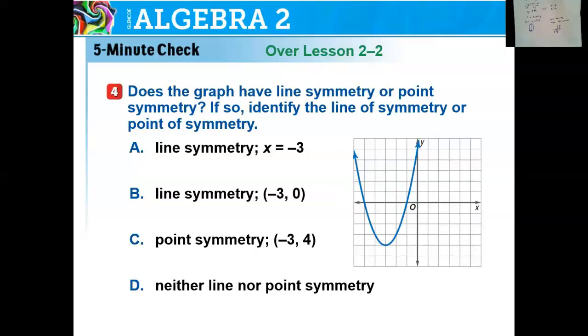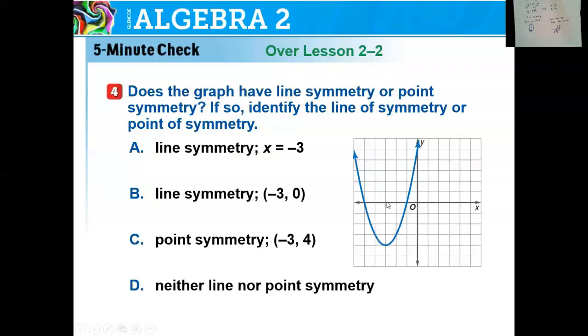So this one is line symmetry, but we have to pay attention to where it says line symmetry about. We're looking for the line of symmetry, which is given to you by x equals -3. We also have line symmetry at -3, 0. -3, 0 is a point. x equaling -3 is a true line.